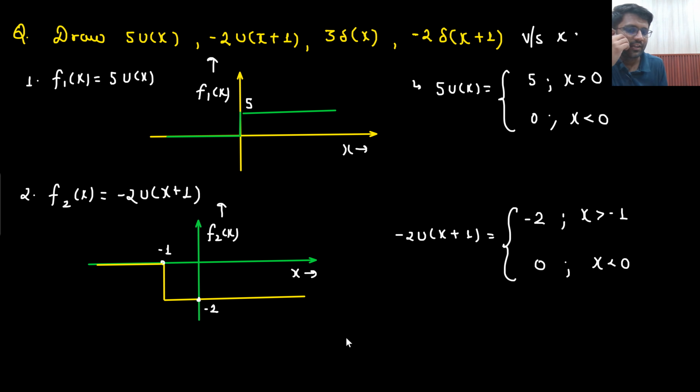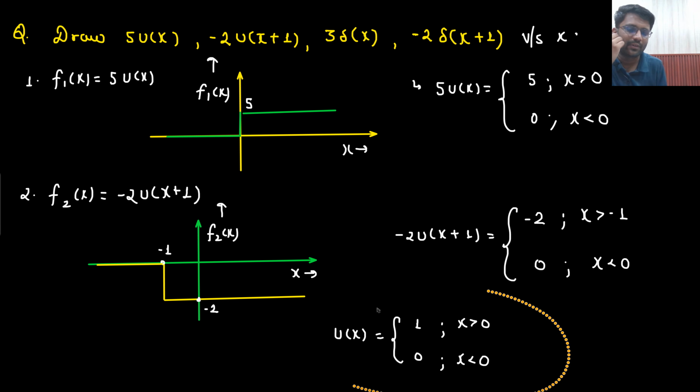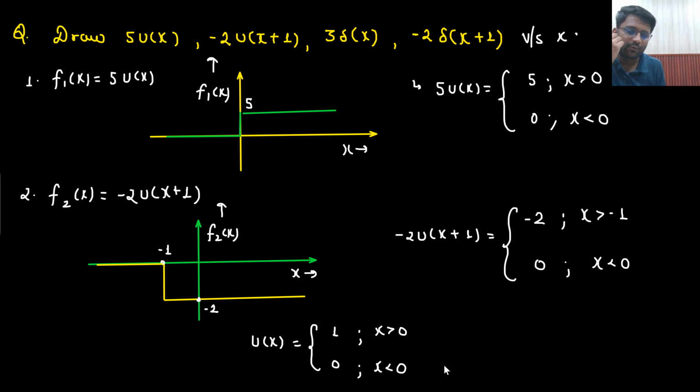There could be another way of defining it. Let's say, how do I define u of x? I define u of x as 1 for x greater than 0, and 0 for x less than 0. This is how I define u of x. Now what about u of x plus 1?